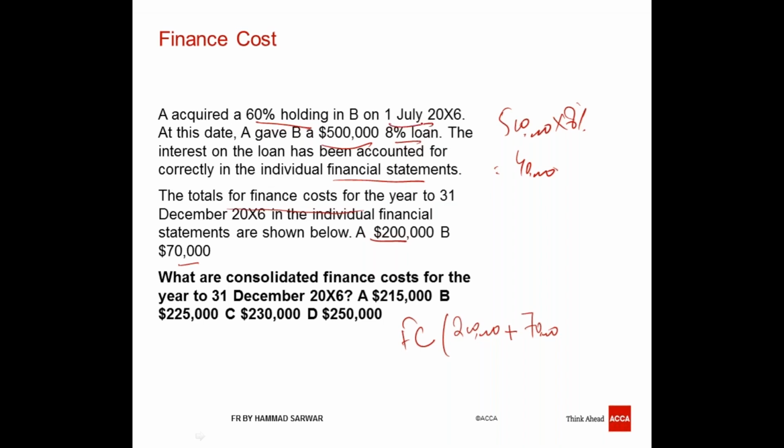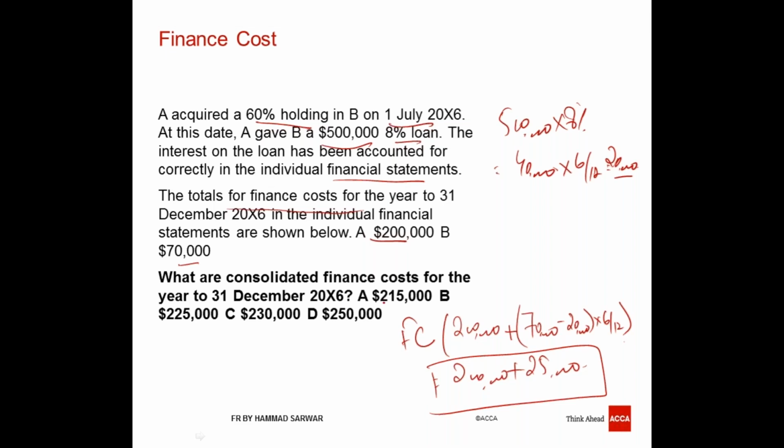As we have borrowed the loan on 1st July, from July to December there will be 6 months of finance cost, which will be 20,000. So first you need to deduct 20,000 from here, and then we will take 6 upon 12. So 200,000 from here plus 6 upon 12, 25,000 from here. So the answer will be 2,25,000.